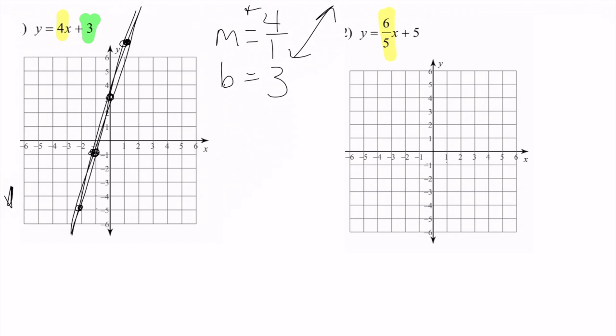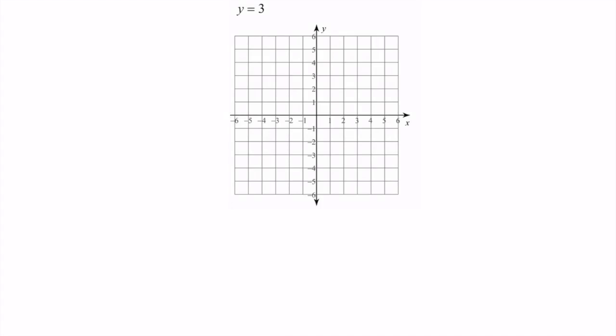So M and B. So my M is 6 over 5, and my B is 5. So we're going to begin at 5. Then I'm going to go down 6 over 5. 1, 2, 3, 4, 5, 6 over 1, 2, 3, 4, 5. So it's going to look somewhat like this.